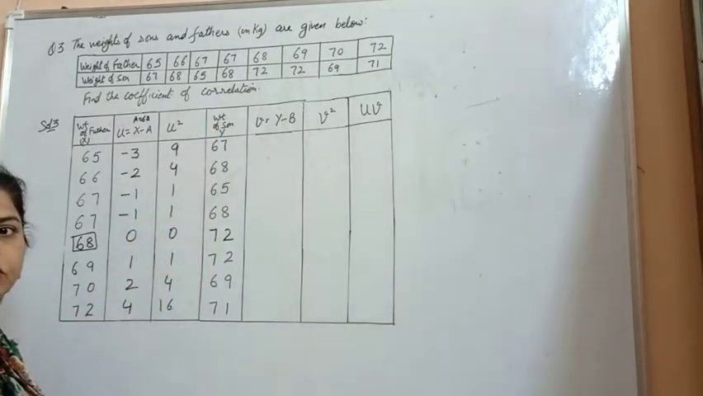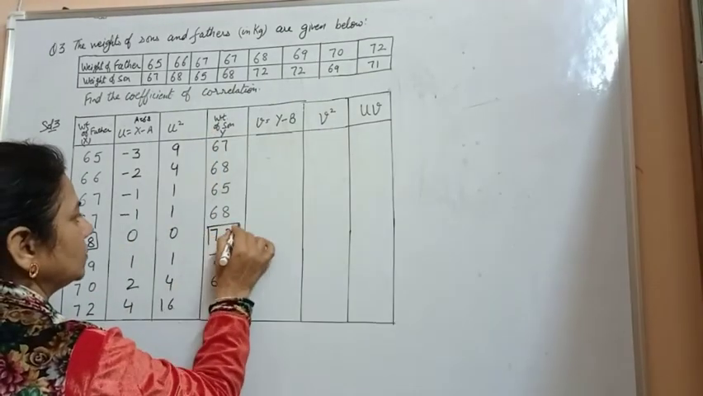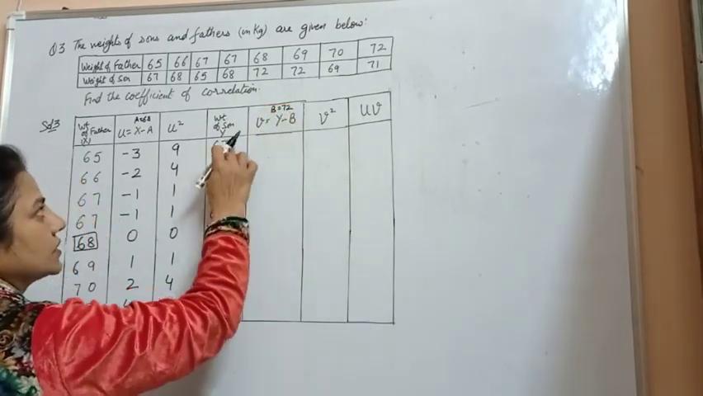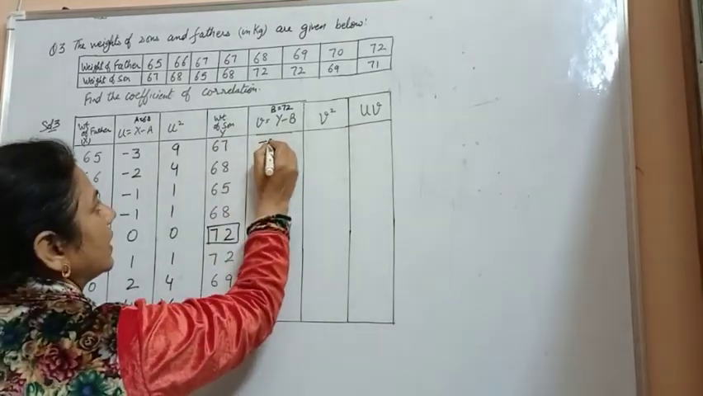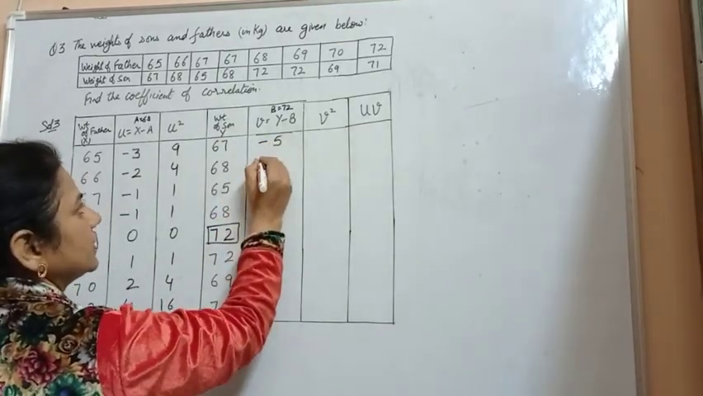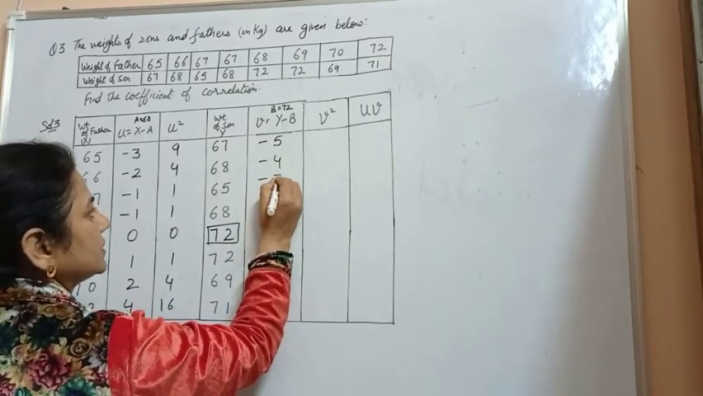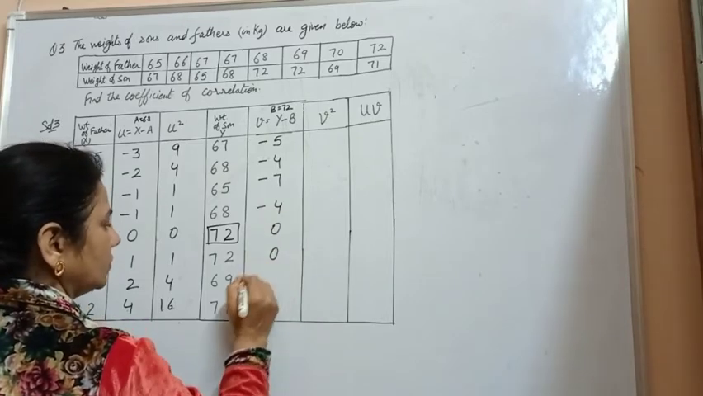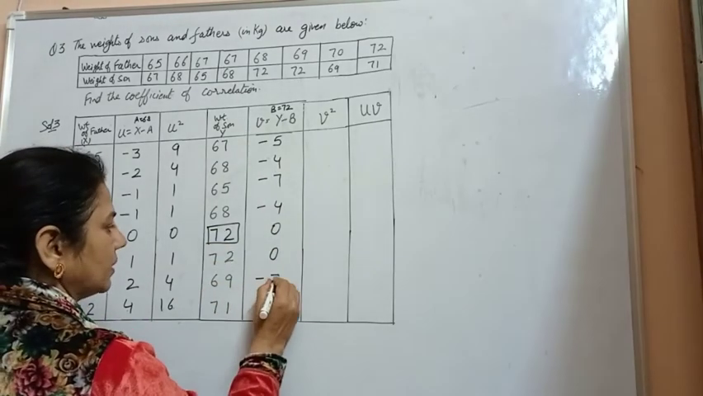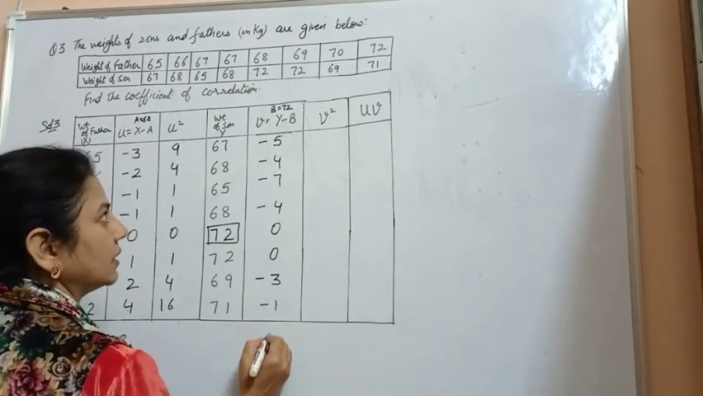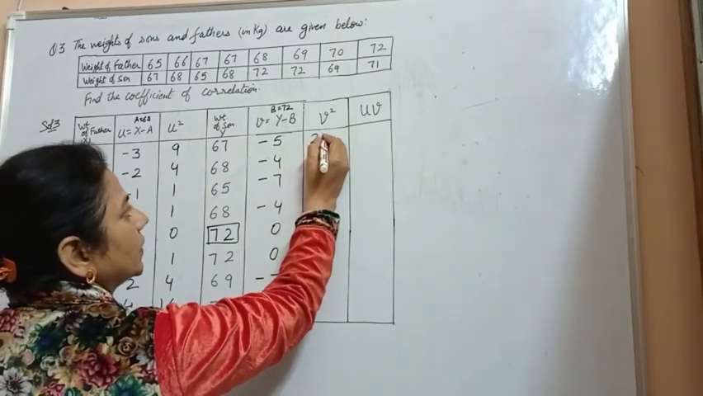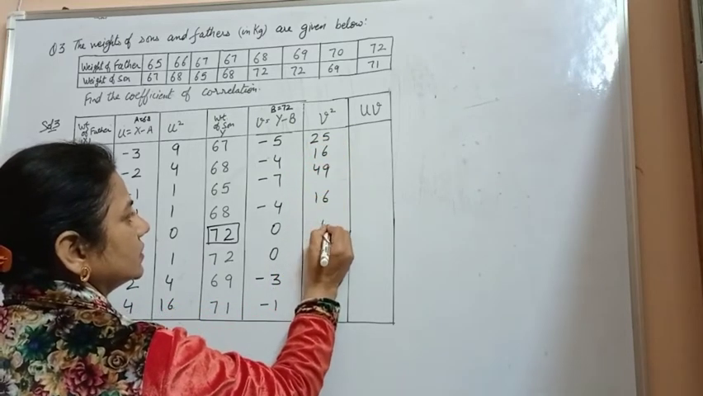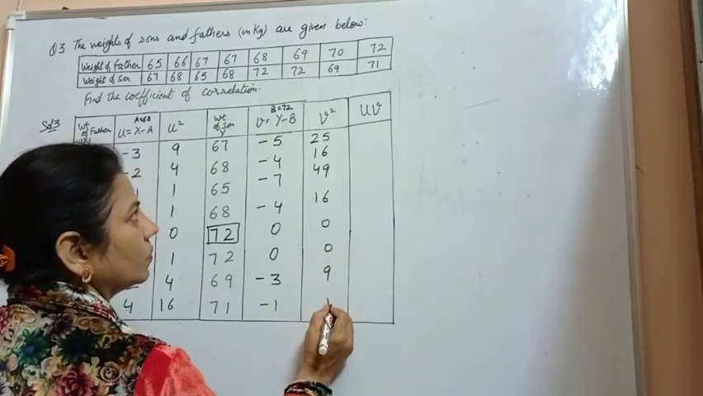Weight of son is considered to be the Y series, and we take 72 as an assumed mean. So our B is 72 in this case. So 67 minus 72 is minus 5. 68 minus 72 is minus 4. Minus 7. 68 minus 72 is minus 4, 0, 0. 69 minus 72 is minus 3. 71 minus 72 is minus 1. Take the square of this: 25, 4 square is 16, 49, 16, 0, 0, 9 and 1.